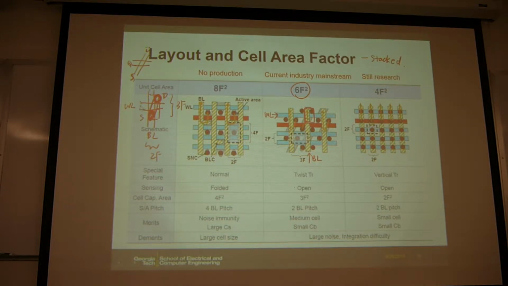And then the wordline and the bitline. The bitline will have a bitline contact to the other terminal of the transistor, for example, in this case, the source. So you have this bitline contact here. If you look at the layout here, it's 2F for the BL and 3F for the WL, and in total you have 6F squared.